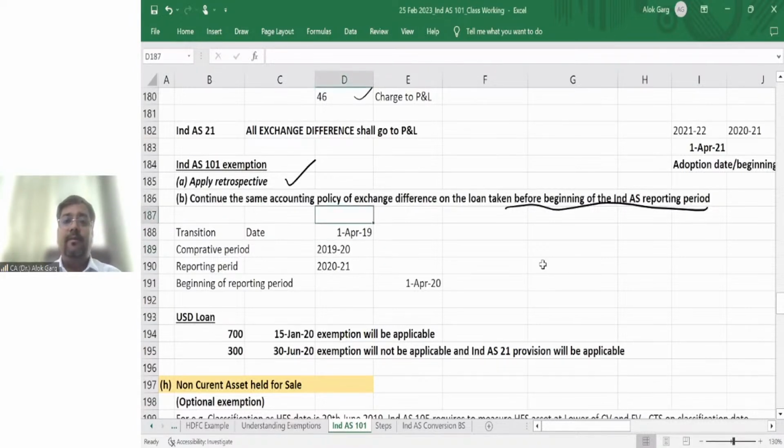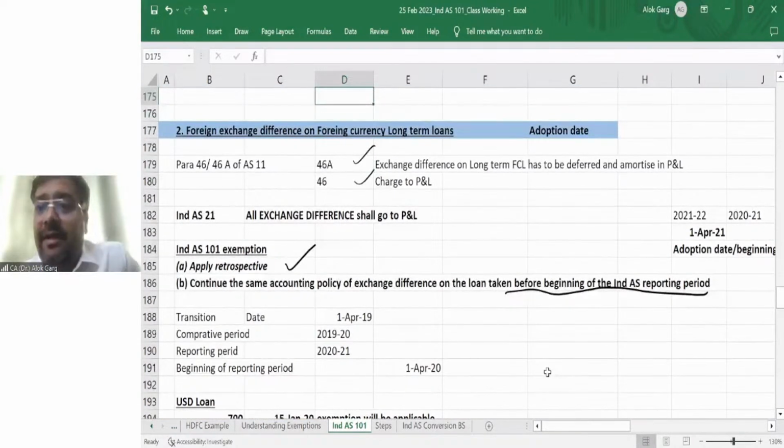Viraj, in accounting standard 11, there are two options. One, para 46 says that whatever exchange difference will be there on long-term foreign currency loan, you have to take it to the P&L. 46A says that whatever exchange difference on foreign currency loan is there, you can defer and amortize in the remaining period of the loan, right? For example, in the current year, the exchange difference is 1 lakh rupees and the remaining period of the loan is 5 years. So you have to amortize this 1 lakh rupees in the next 5 years, 20,000 every year, right?